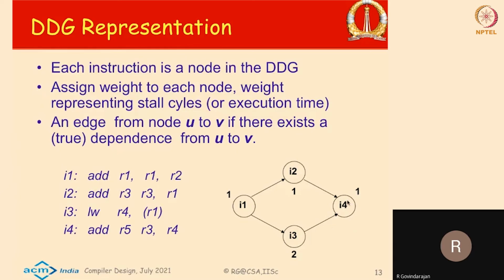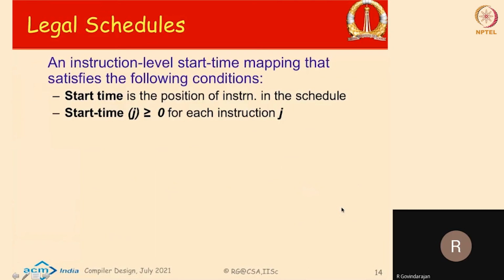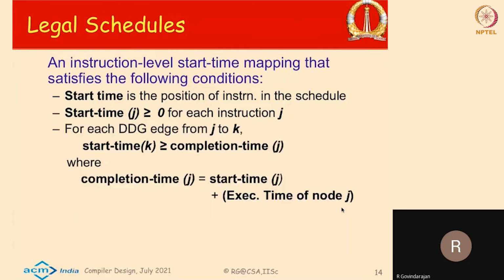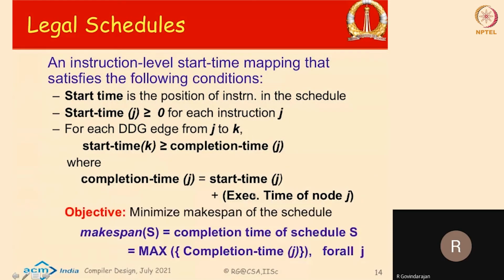So I4 must start its execution after I2 and I3 have started and have finished that many cycles, depending on the amount of time it takes, before I4 can start. We formally state this as: the start time of K has to be greater than or equal to the completion time of its predecessor, where the completion time is essentially the start time of the node plus its execution time. And the objective, of course, is to minimize the makespan of the schedule. And what is the makespan of the schedule?